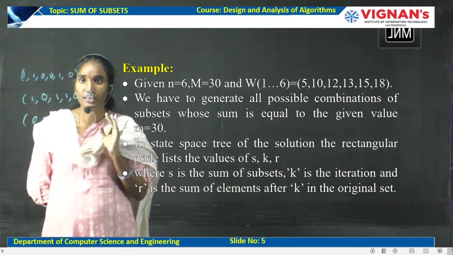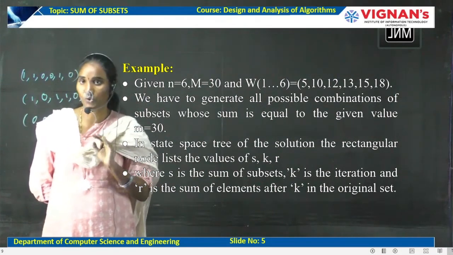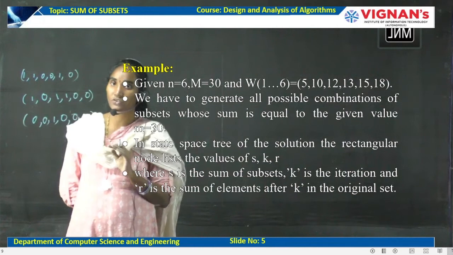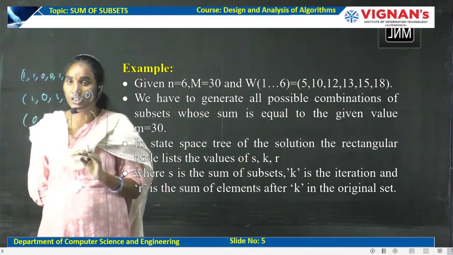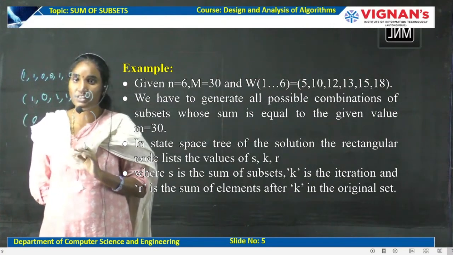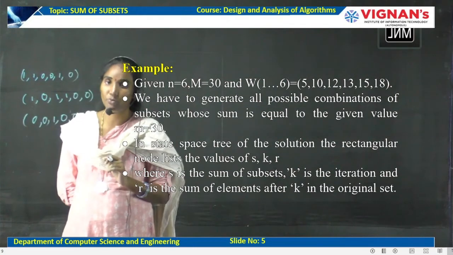So solutions are at your hand. Right? So what is the next thing? You need to generate the solution. So here, with the help of the state space tree, you're going to implement the solution for the sum of subsets problem. Right? So for that, what are you supposed to do?